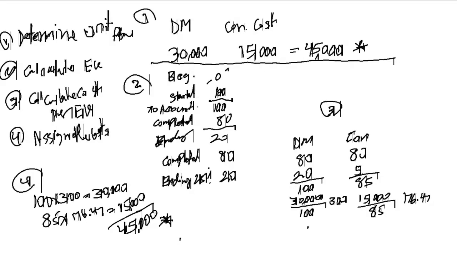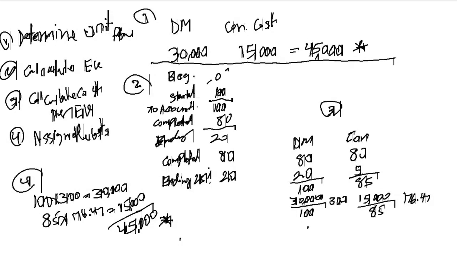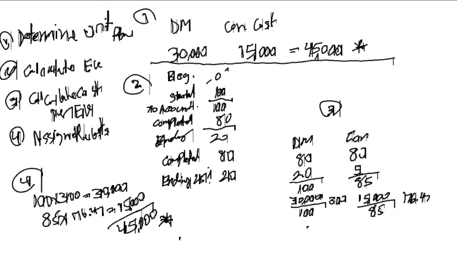In this video, I will give you one example based on case number 2 in the previous video, where we didn't have any beginning inventory, but we had some incomplete units in our ending inventory.